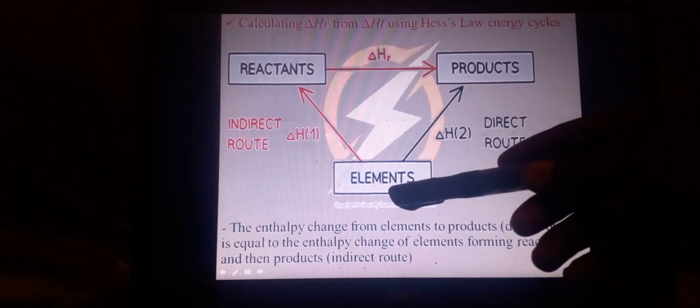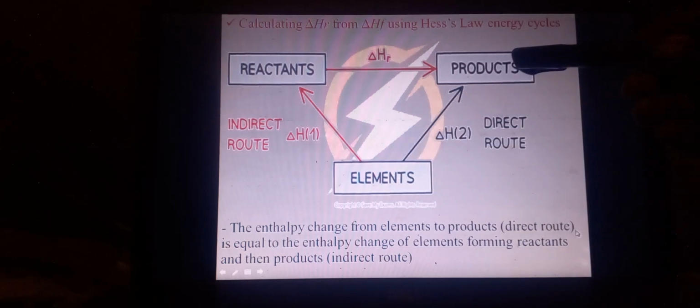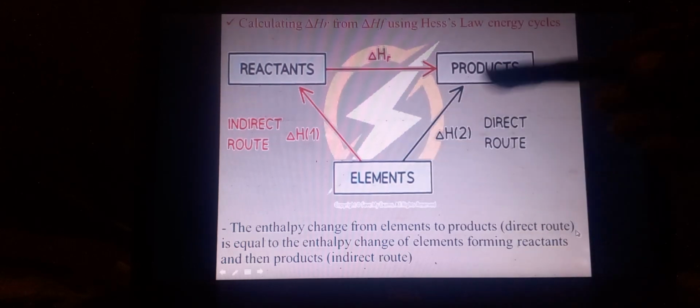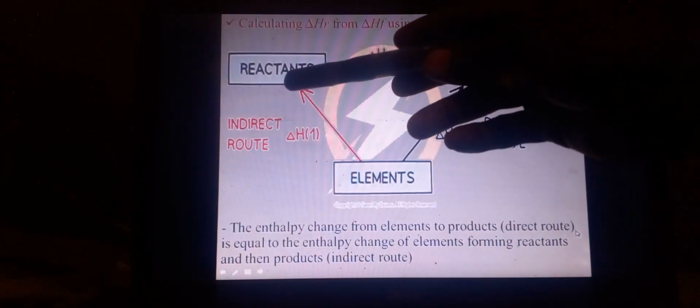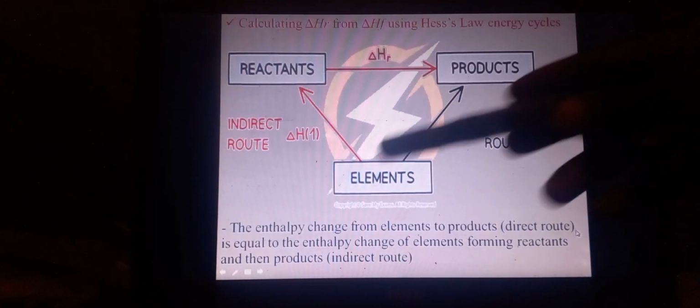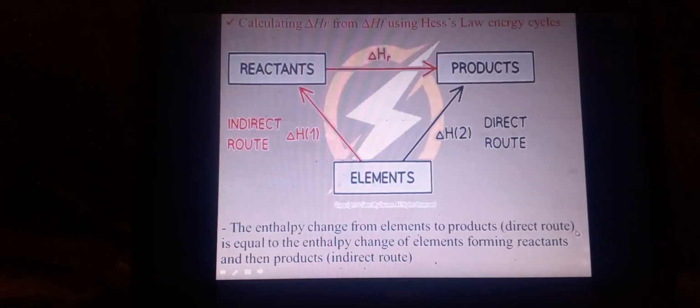From elements, you can move directly to products. So this one is a direct route. Or you can move from elements to reactants, then finally to products. So this one is an indirect route. This is called an energy cycle diagram.